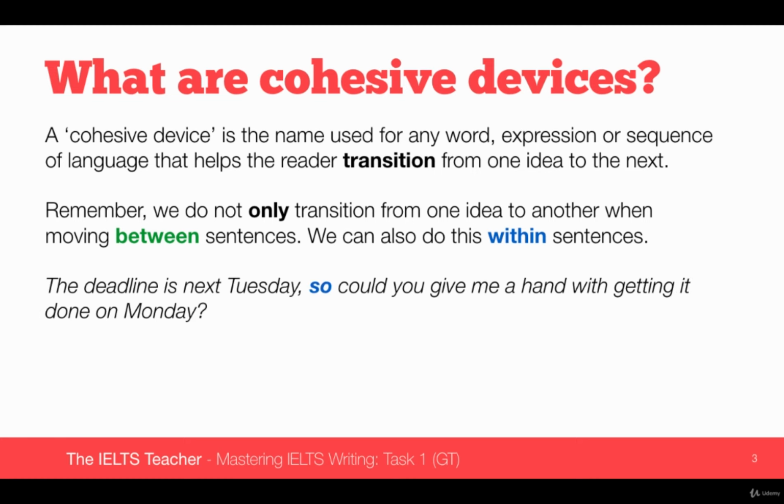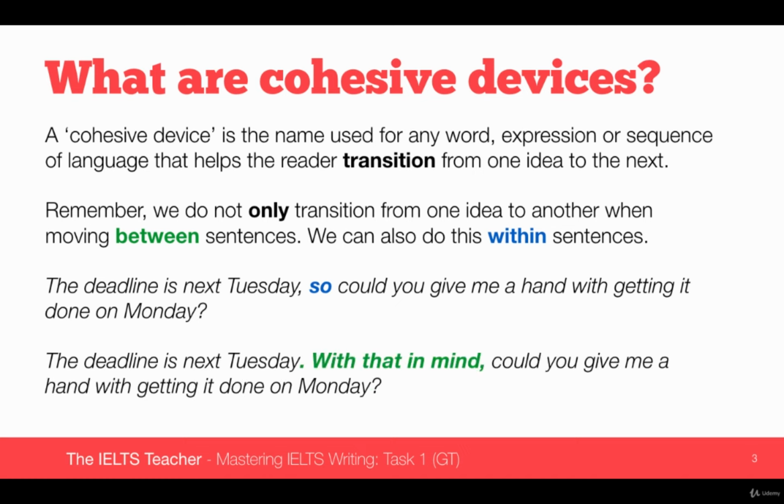For example, if we think about within sentences, here's an example. The deadline is next Tuesday, so could you give me a hand with getting it done on Monday? Okay, so you can see that's within a sentence and we've used the word "so," a cohesive device here. Between sentences: The deadline is next Tuesday. With that in mind, could you give me a hand with getting it done on Monday? Okay, so the same message being communicated in both sentences, but we can use a cohesive device within the sentence or we can choose to use one between the sentences.